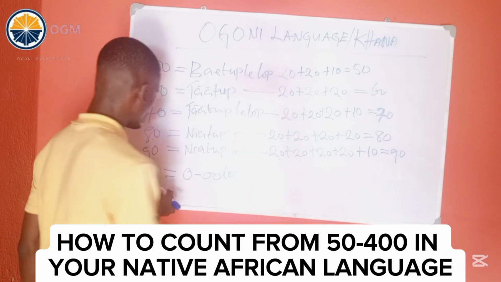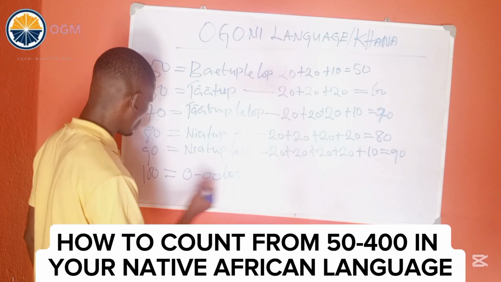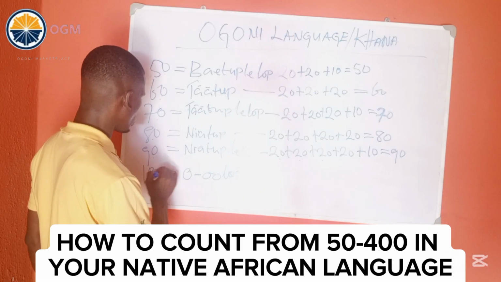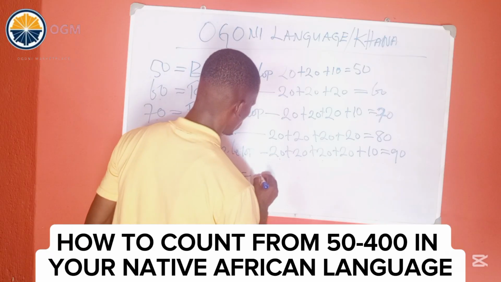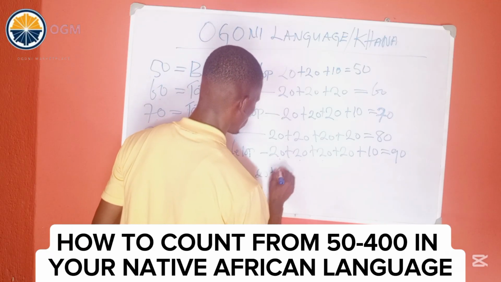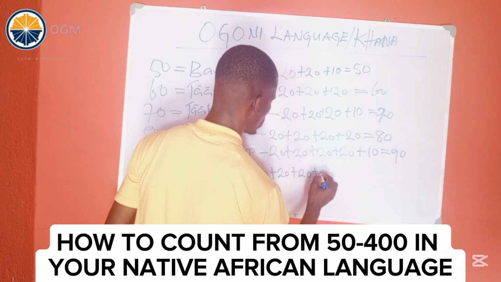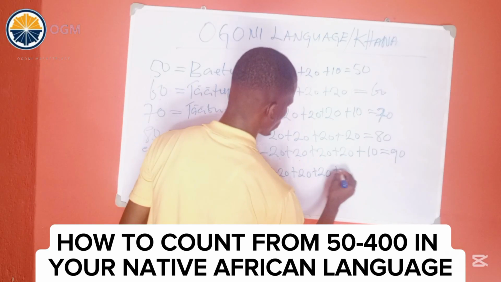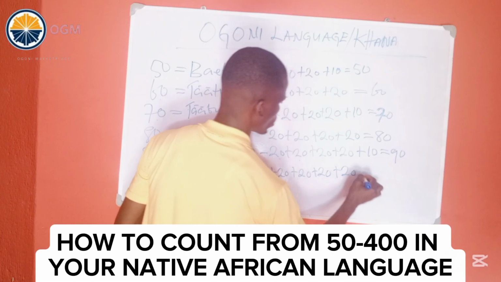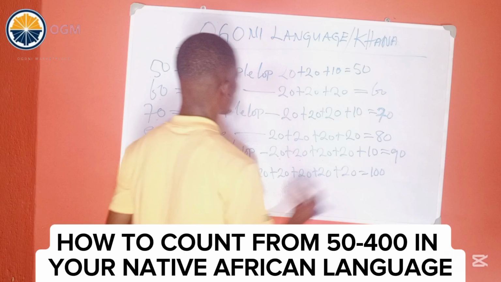Here you come to this side, 100, because it is 100, which is 002. So you add the 20 into 5 places, which will give you 20 plus 20 plus another 20 plus 20. How many 20 is here? 1, 2, 3, 4 plus another 20 will give you 100, which is 002.